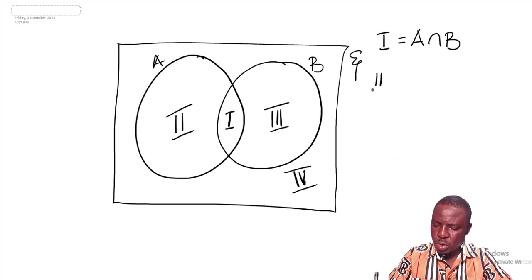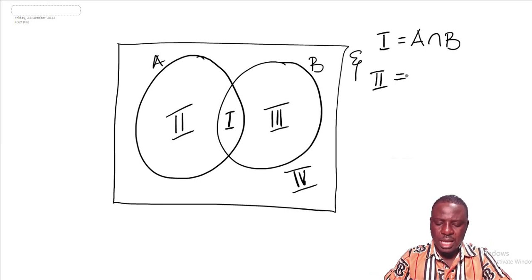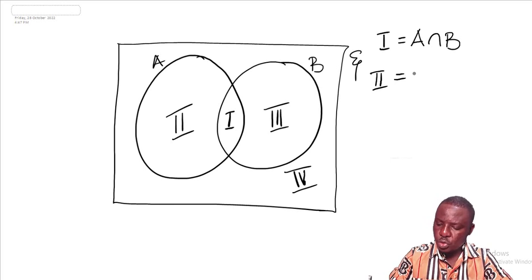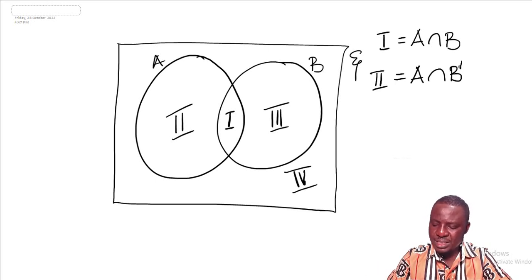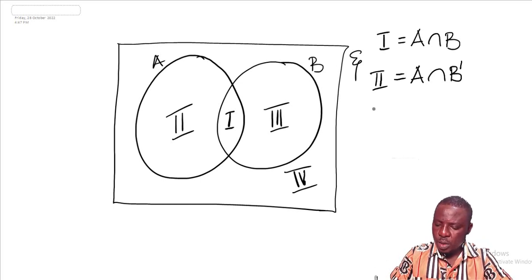While region 2 is said to be a region that contains elements only in A. That is, elements you can find only in A is said to be in region 2. And that can be represented as A intersection B prime. B prime in the sense that you can't find those elements in B, but they can be found in A.